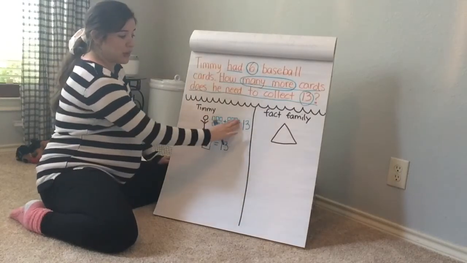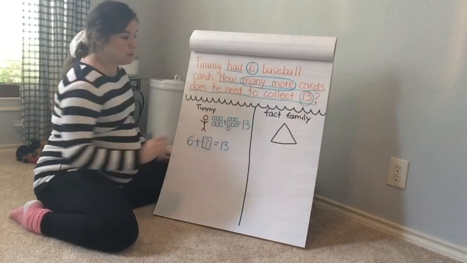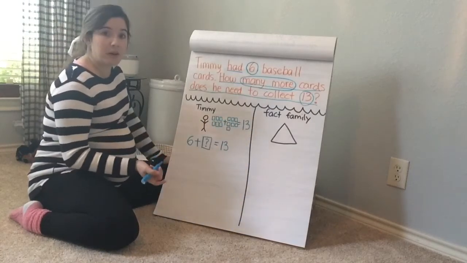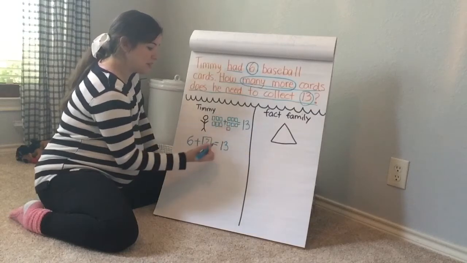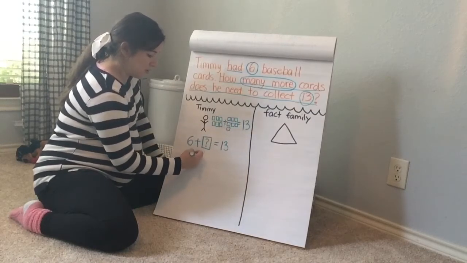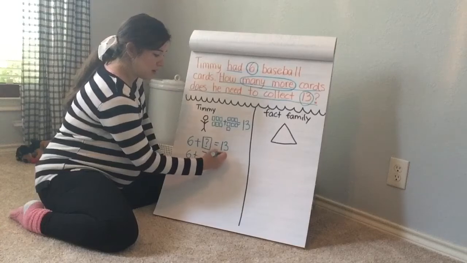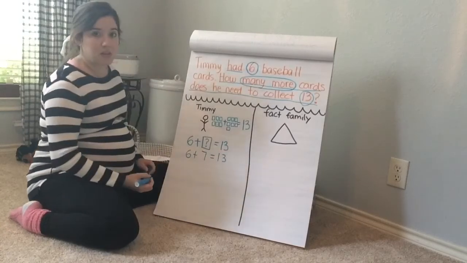So 6 plus however many this is gives me my 13. Let's go ahead and figure out what that number is. 1, 2, 3, 4, 5, 6, 7. So now I know that 6 plus 7 gives me my 13.